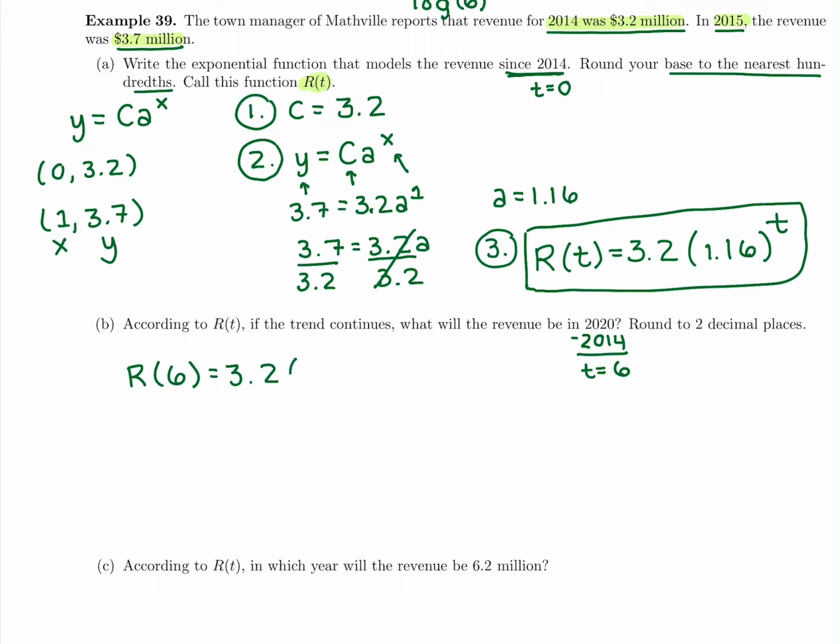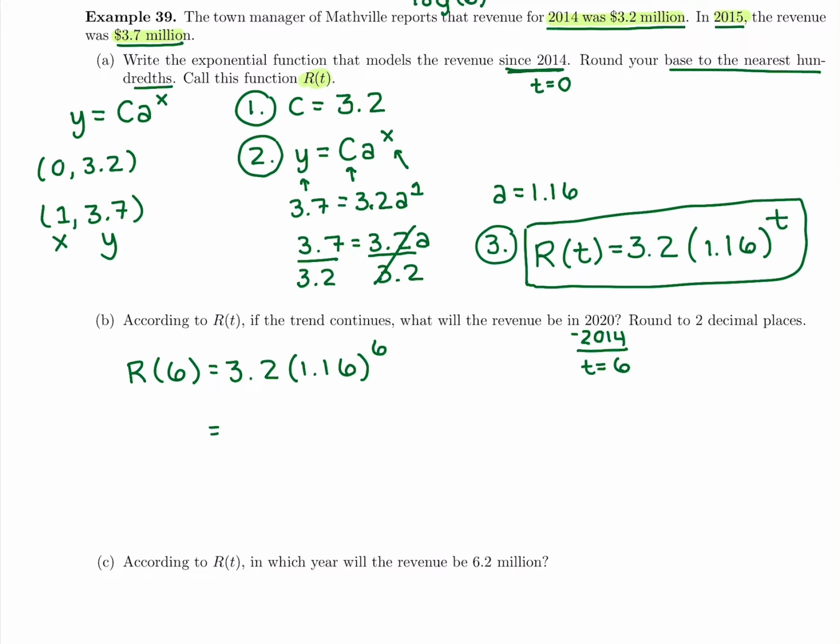I'm going to do 3.2 parentheses, I'll have 1.16. And I'm going to use the caret button, which is above the divide symbol on the calculator. We're looking to raise it to the 6th power, which is going to be rounded to 2 decimal places. So I'm going to round this 7.796. The 6 after the 9 means I'm going to round it up to be 7.80.